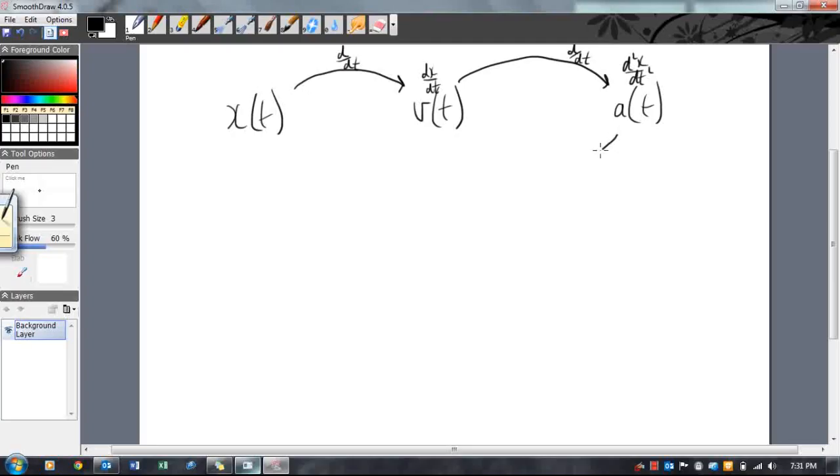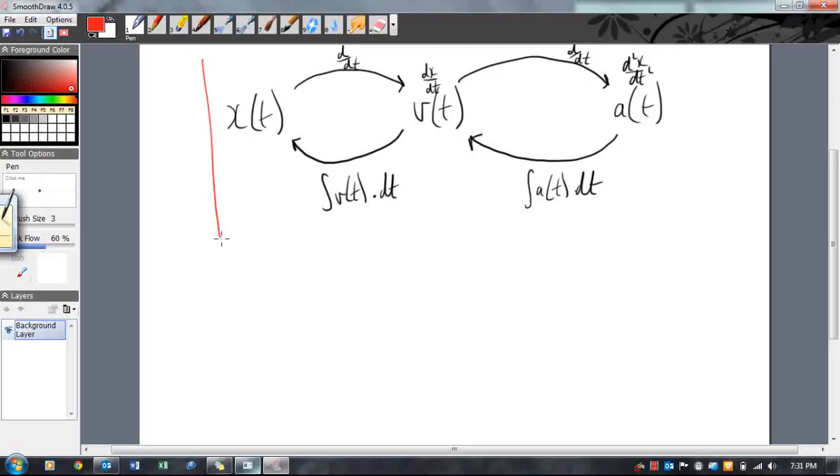If we go back in the other direction, we've got the acceleration function. How do we get to velocity? Well, it's the opposite of the derivative. We'll take the integral of a(t) dt, and that gets us to the velocity function. Velocity function, how do we get back to the position function? That'll be the integral of v(t). We take the anti-derivative to get back to x(t).